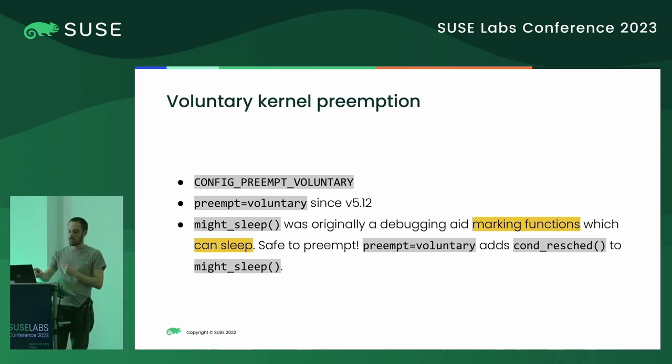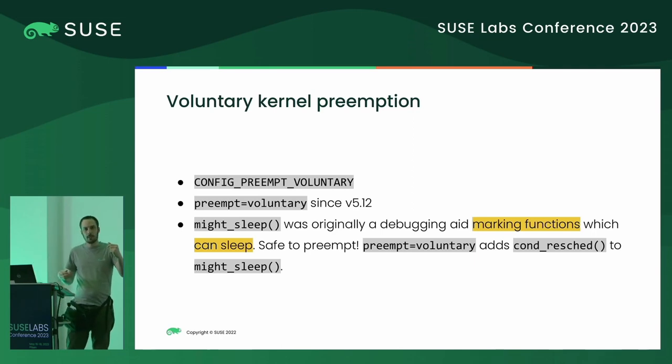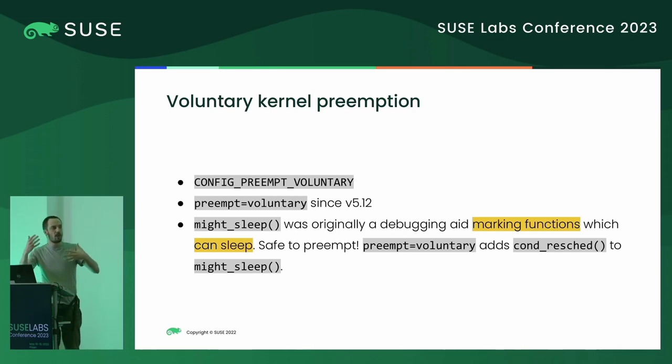This is a config option. This is a command line parameter. Ingo Molnár and Arjan van de Ven had to debug some latency-related bug report. They were looking for giving more opportunity for context switches and realized that there was this might sleep function, which is essentially an annotation. As I have read on LWN, they are a debugging aid. If you are sleeping in a function that doesn't have might sleep, bug, something like this. But they were there dormant as code annotation.